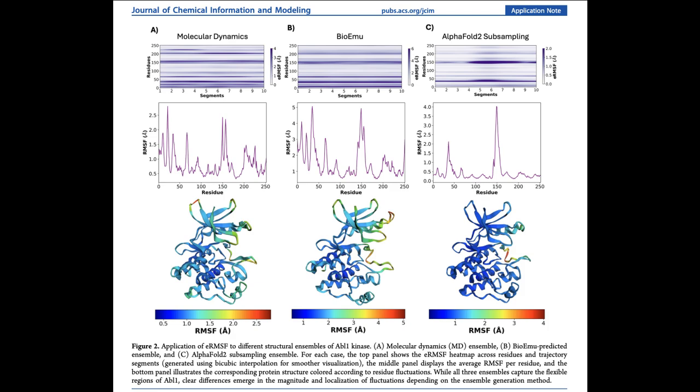And finally, eRMSF is what exposes the biases we talked about earlier. Yes. This is where you see the proof. When they paired ensembles of another protein, Abl kinase, eRMSF showed that AlphaFold subsampling captured very restricted movements around 2 angstroms. It stuck close to its first guess. Pretty much. The MD simulation showed more fluctuation up to 4 angstroms. But another AI tool, BioEmu, showed the highest flexibility of all. It was sampling a much wider space.